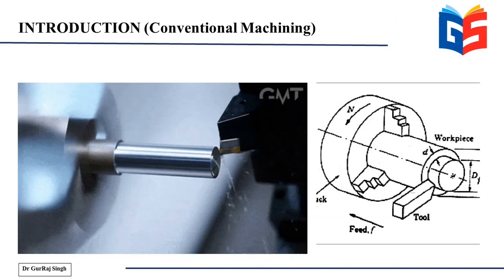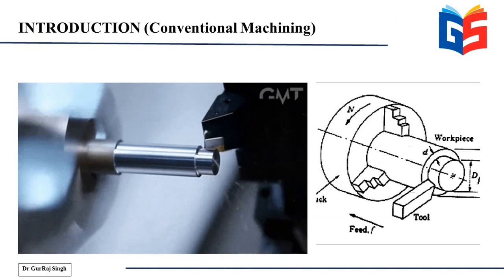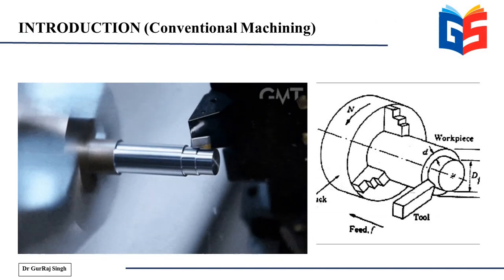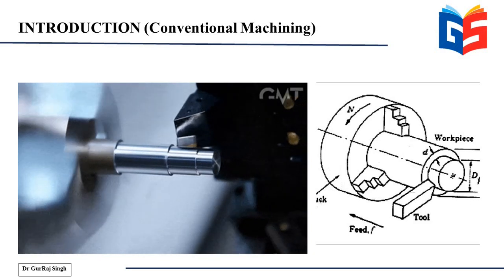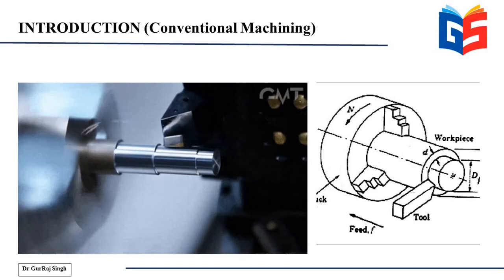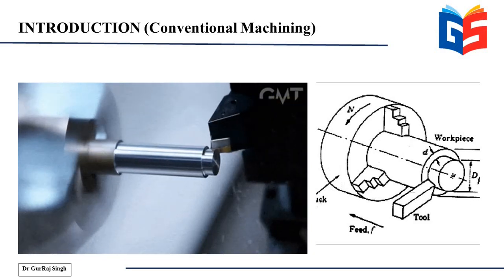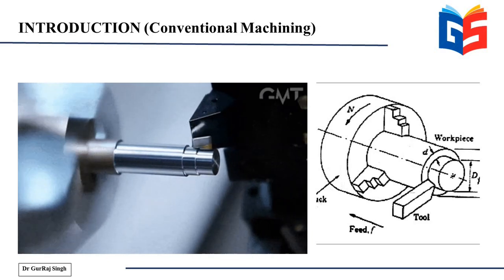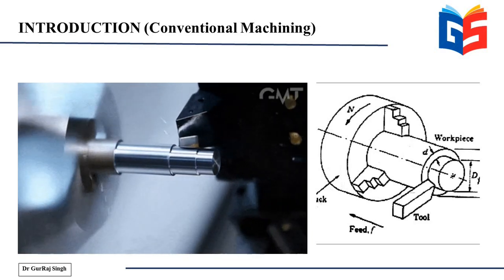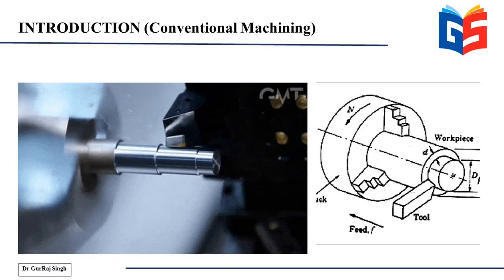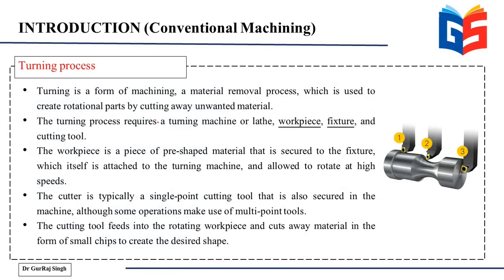So turning is basically a process where you are trying to reduce the diameter of a cylindrical workpiece that is held on a rotating chuck, which is a device that is used for holding this workpiece, and the machine that is used is your lathe machine. So turning is a form of machining process where the material removal takes place from rotational parts and we cut away all the unwanted material.